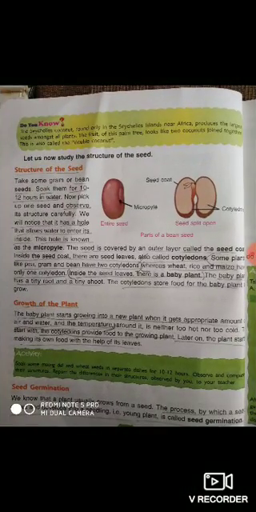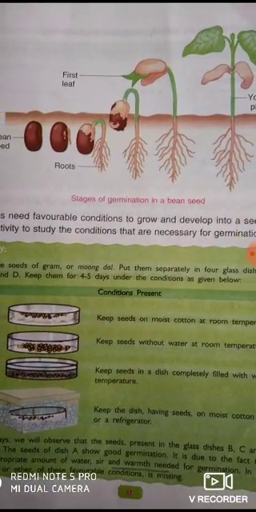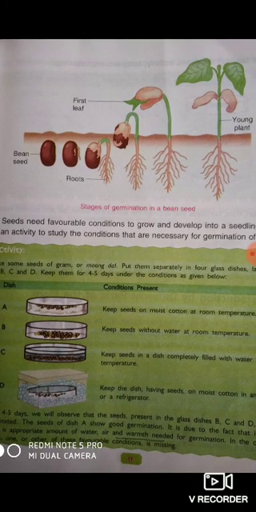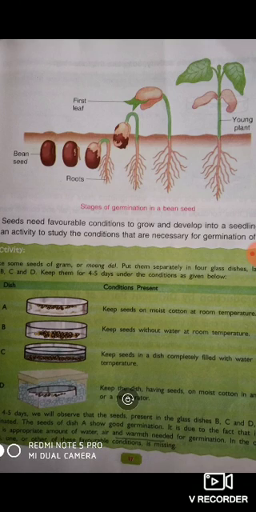Now come to the stages of germination of the bean seed. See this diagram. What happens when the seed gets an appropriate amount of water, temperature, and air? This bean seed will grow, and the roots are coming out here. In the third picture, you will see this. Now come to the fourth diagram. See, this long root is there, and in the fourth diagram, the first leaf is there.